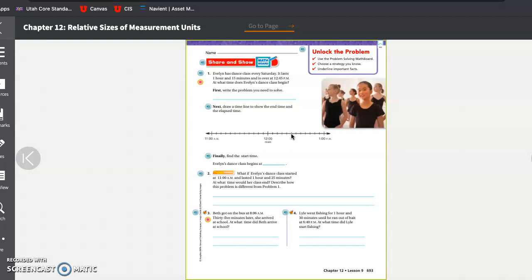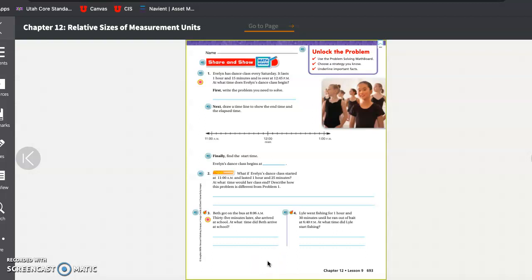All right, Beth got on the bus at 8:06 a.m. 35 minutes later, she arrived at school. At what time did Beth arrive at school? So with this problem, you guys can solve it. I know you can probably solve it algebraically, but I want you to make sure you can draw a number line. So if you didn't already, pause the video and draw a number line with this problem to show that you can represent it. So at what time did Beth arrive at school? Good, at 8:41. I wish that I could draw a number line on there and walk through that with you guys. If you have questions, let me know on that one.